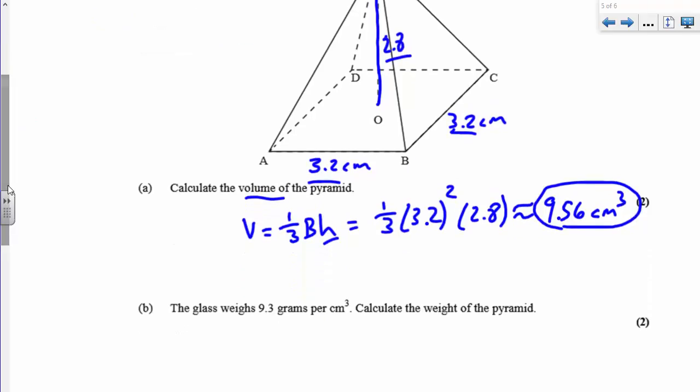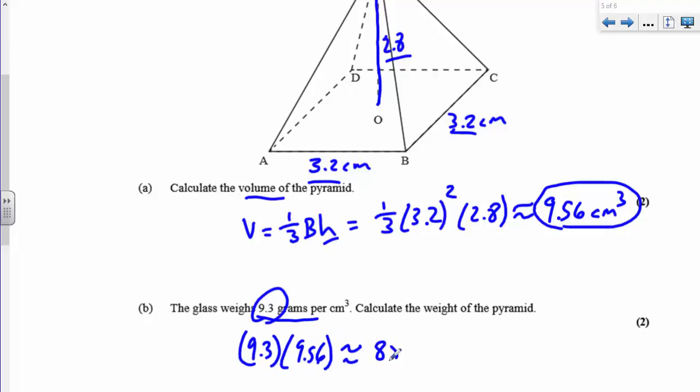Now they tell me that since this pyramid is made out of solid glass, the glass weighs 9.3 grams per cubic centimeter. Calculate the weight of the whole pyramid. I know the number of cubic centimeters, and I know the weight per cubic centimeter, so you just multiply 9.3 times 9.56. That is somewhere around 88.88, or 89 grams. That's how much this pyramid weighs in grams, so that's the answer there.